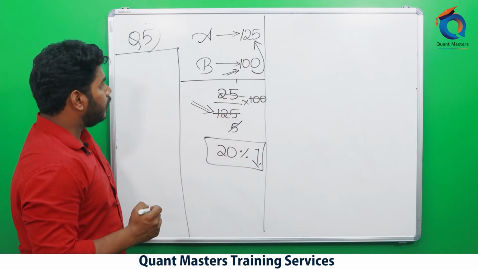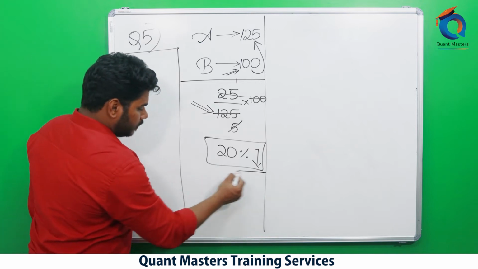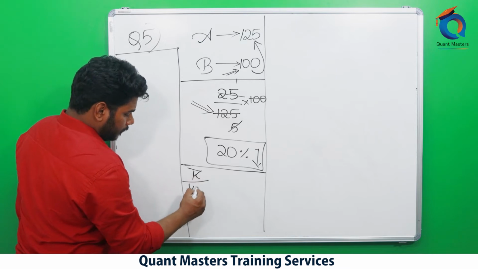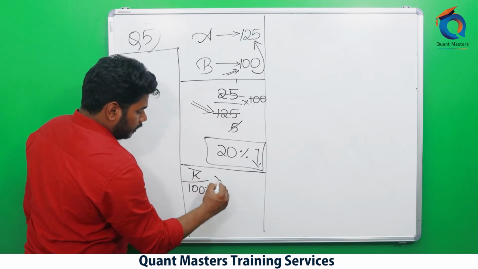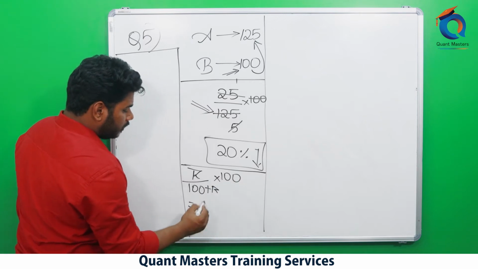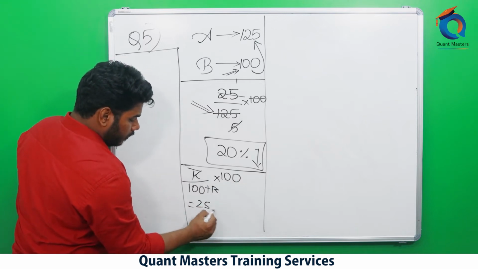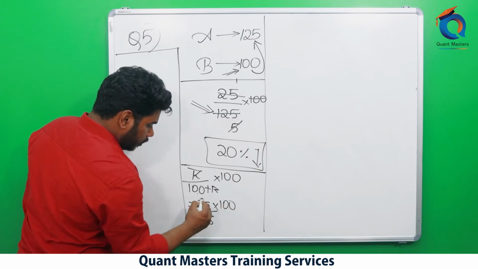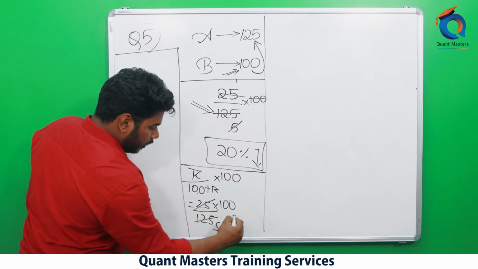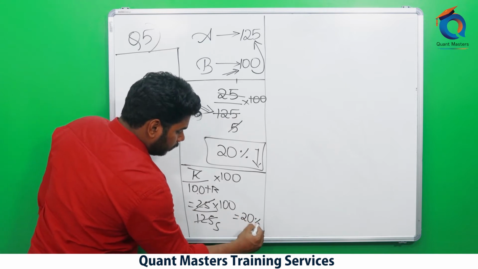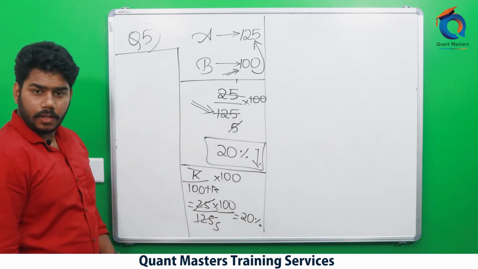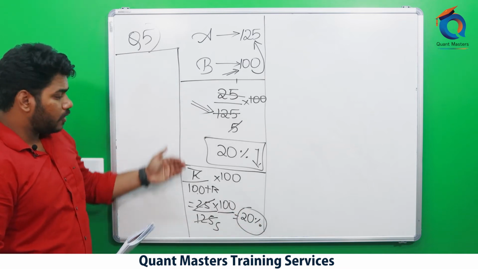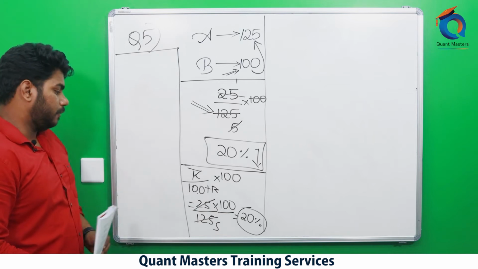Now there is one more method to solve this problem. That method is called the formula method. The formula is R divided by 100 plus R, into 100. R here is 25%. So 25 divided by 100 plus 25, which is 125, into 100. 25 ones are 25, 25 fives are 125. So 100 by 5 is again nothing but 20%. So we are getting the same answer using two different methods. I hope you have understood both the methods. Please write it down.